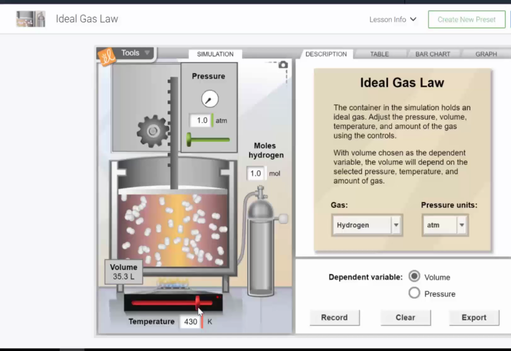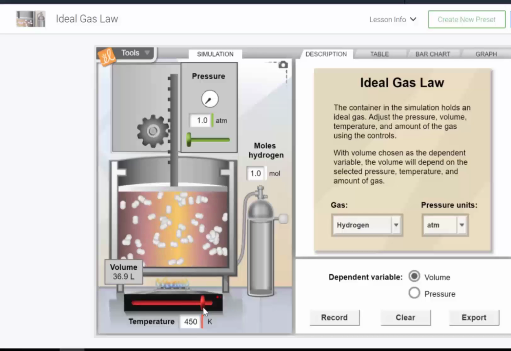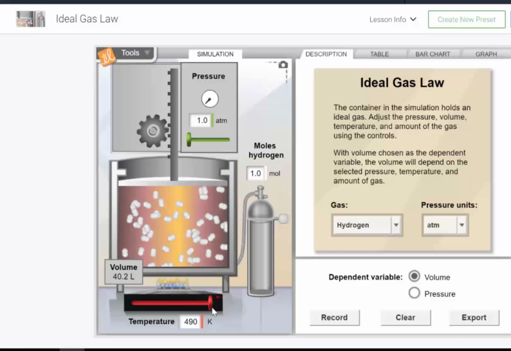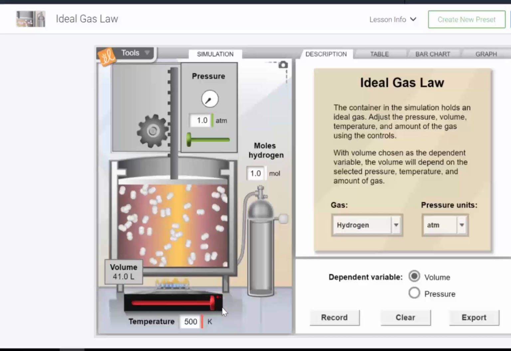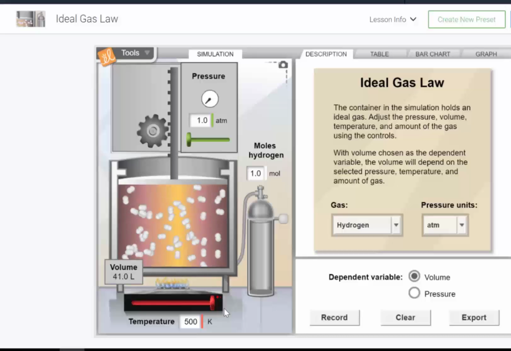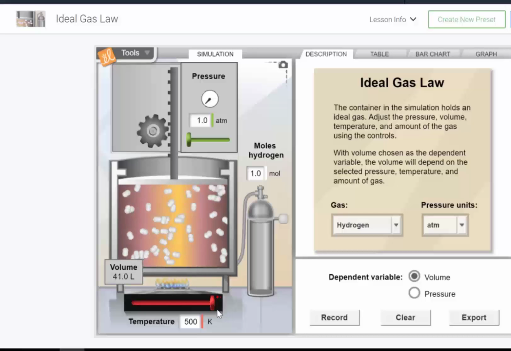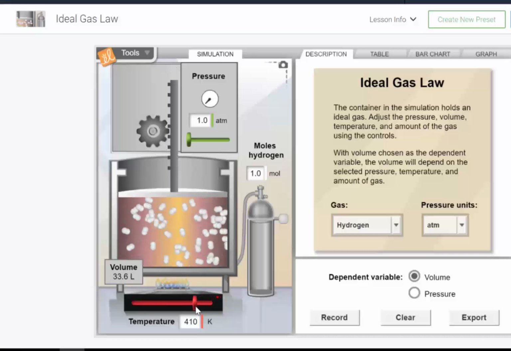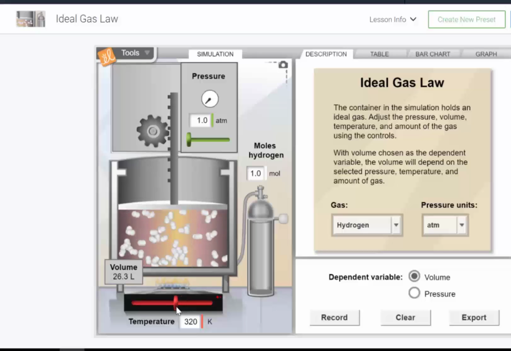And indeed, as the temperature increases, you can see that the volume increases. And we will find out that this is proportional. So if the temperature in Kelvin were to double, the volume in turn would also double. You can see definitely at this higher temperature, the particles are moving much more rapidly. And again, though, not all the particles are moving at the same speed.